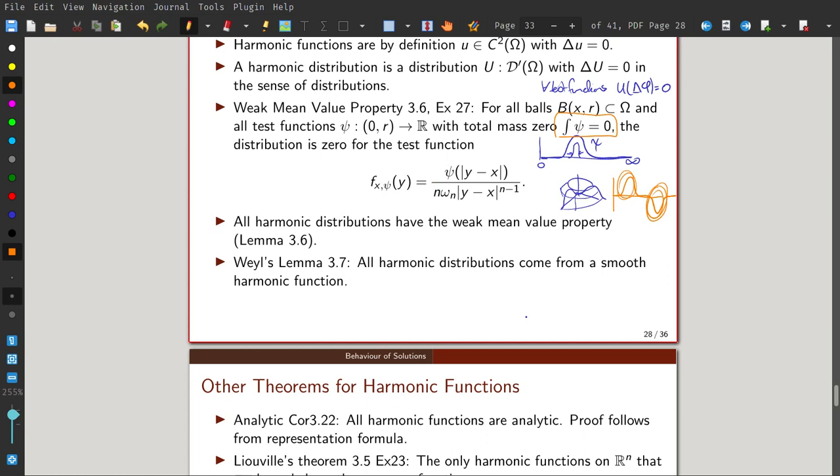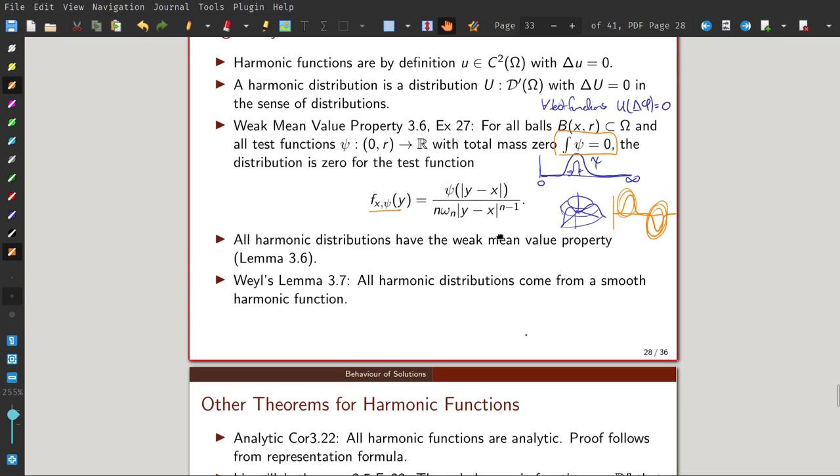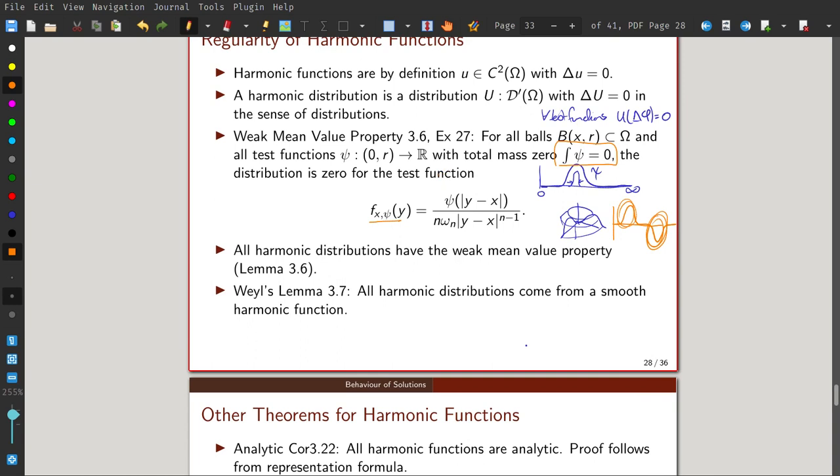And so acting a distribution on this function f, when the radial distribution has this property that the total mass is 0, is like taking the difference between the integral on two different spheres. And so we know that if we have a harmonic function, the spherical mean should be constant. And so the difference of two different spherical means should be 0. And that's exactly the weak mean value property. For all balls that lie in the domain and for all radial test functions psi, so that the positive part and the negative part are equal, the distribution is 0 on the consequent ring test function like this. And so I would say a function has the weak mean value property if it obeys this.